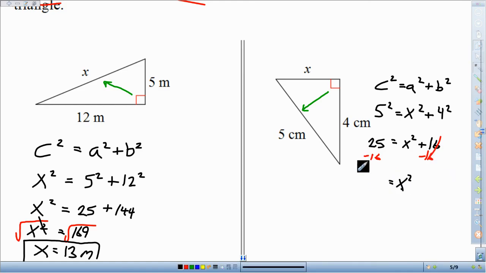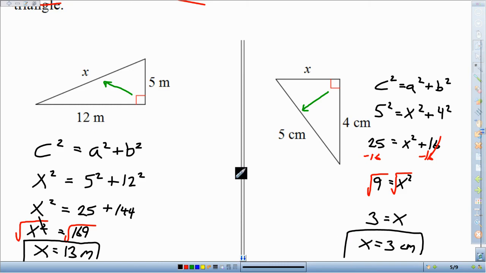Okay, over on the left here, looks like I'm getting a 9. Last step is getting rid of the power of 2 by doing the opposite, square rooting both sides. The square root of 9 is another perfect square. You might have this one memorized, it's 3. So we're getting 3 equals x, or flip it around, x equals 3. And units, centimeters.